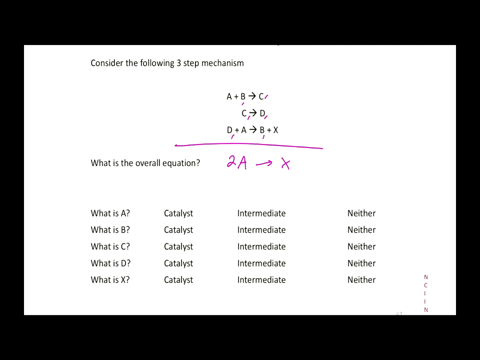Okay, so what is A? Is it a catalyst? Is it intermediate? Nope, it's neither. Really, A is a reactant. Okay. What is B? It is a catalyst. Yeah, it cancels out of the equation, but what's special about B is that you add it as a reactant, it's consumed, and then it's produced by the end of the reaction. All right, C, what is C? Intermediate, cool. What is D? Also intermediate. And then what is X? Neither. Specifically, X is a product. Okay. Is that too bad?